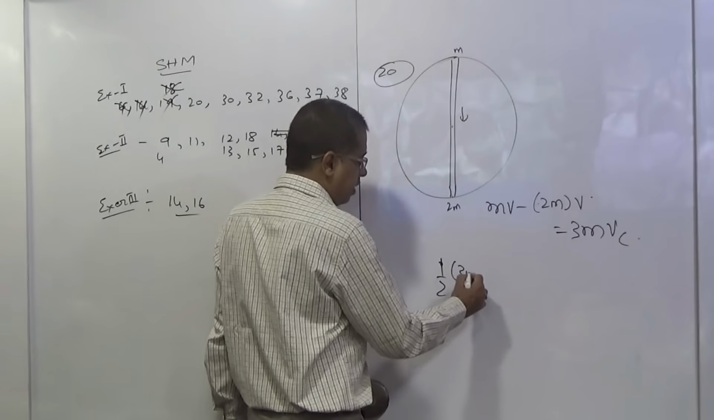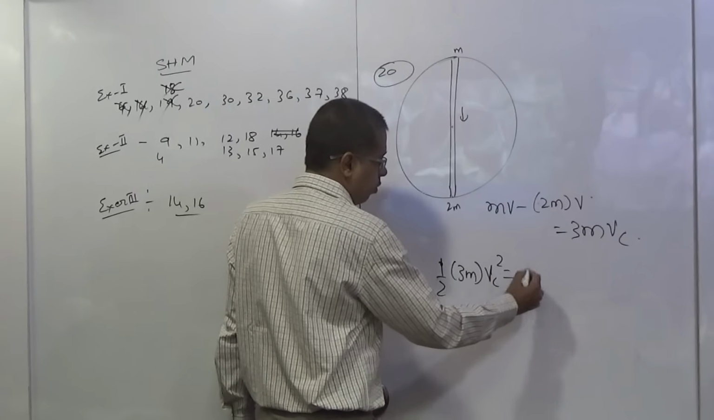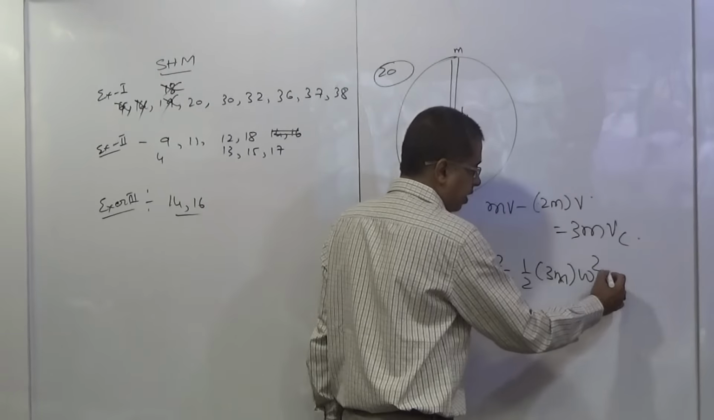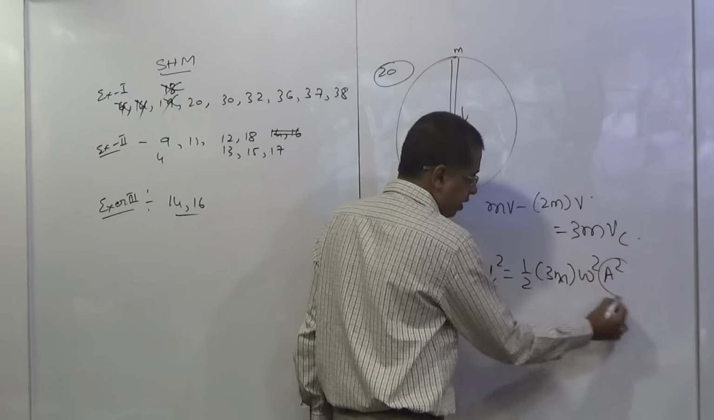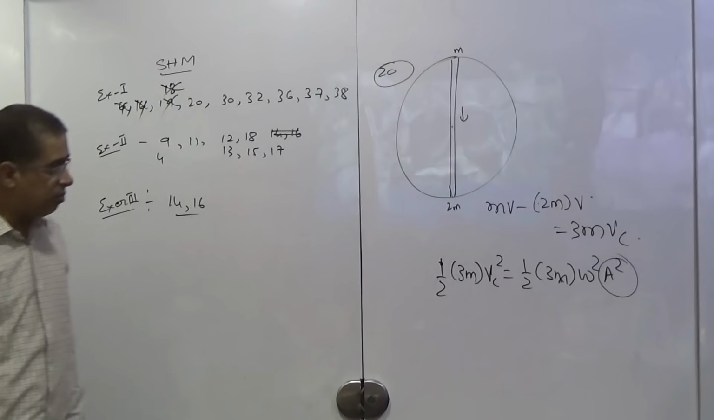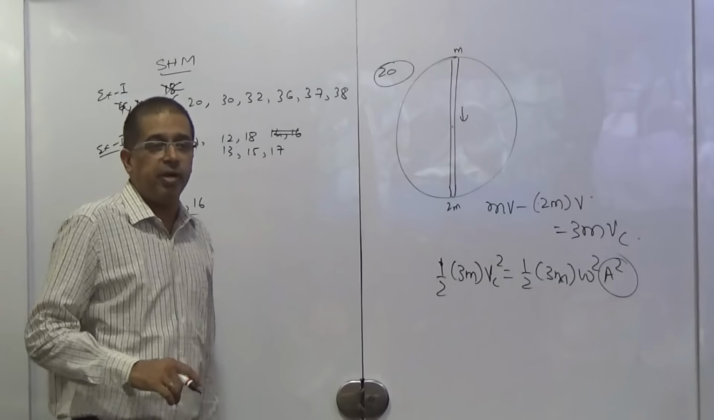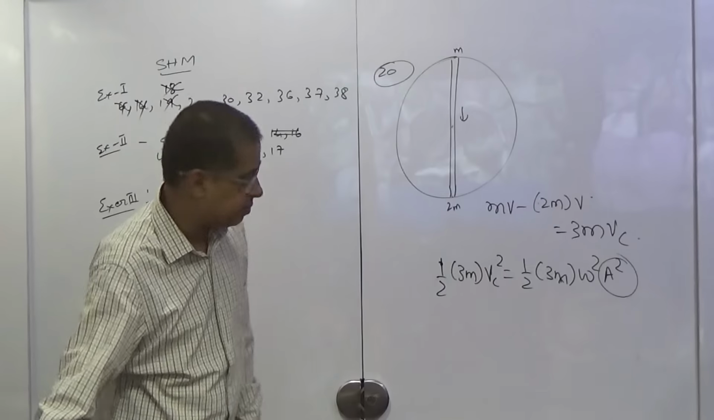Half 3m into v common whole square equals half m omega square a square. Find out the amplitude. Conserve momentum. Find out the common velocity. Why are you conserving momentum? Inelastic collision.